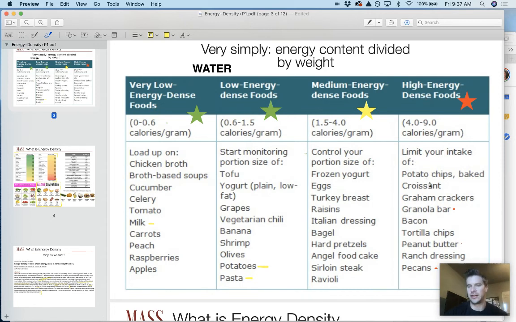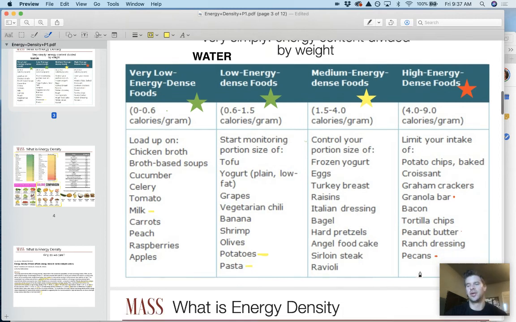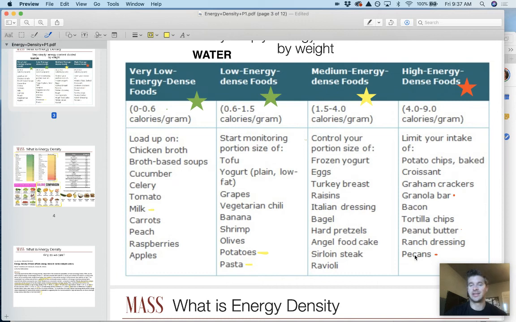Some of these are no-brainers, right? Like potato chips, other chips, ranch dressing, but other things, right? Like a granola bar, a lot of people wouldn't think is terrible for you. Pecans are on this list, but also would be on this list are things like almonds, peanuts, even healthy fats. Ranch dressing is here, but also something like olive oil, another healthy fat, would be on here that's just super, super dense.